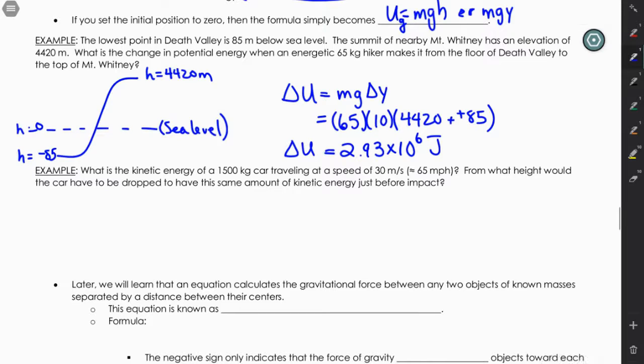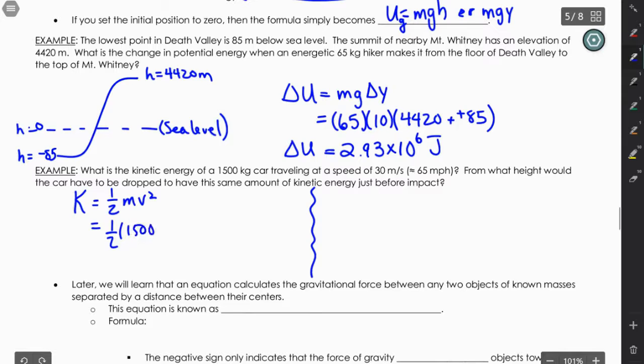Now, what is the kinetic energy of a 1,500-kilogram car traveling at a speed of 30 meters per second, which is approximately 65 miles per hour? Then from what height would you have to drop the car to have the same amount of kinetic energy just before impact? If we use our kinetic energy formula, 1/2 mv squared, we get 1/2 times 1,500 times 30 squared. So we'll have a kinetic energy of 6.75 times 10 to the 5th joules. That's how much kinetic energy it has while traveling on the road.